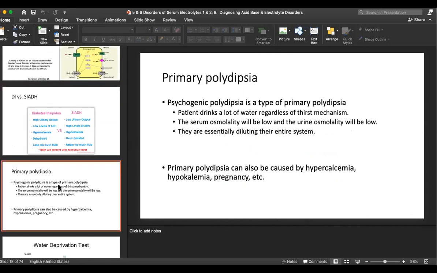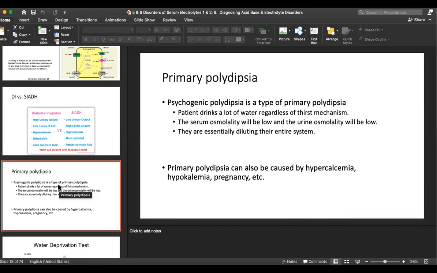Okay, primary polydipsia. This is the psychogenic polydipsia, another way of saying it. Basically the patient just drinks too much water and they can physically drink themselves to death. So it's going to look really similar in a way to DI, but it's also going to be sort of similar to SIADH, but it's not going to look like either. Let me explain what I mean by that.